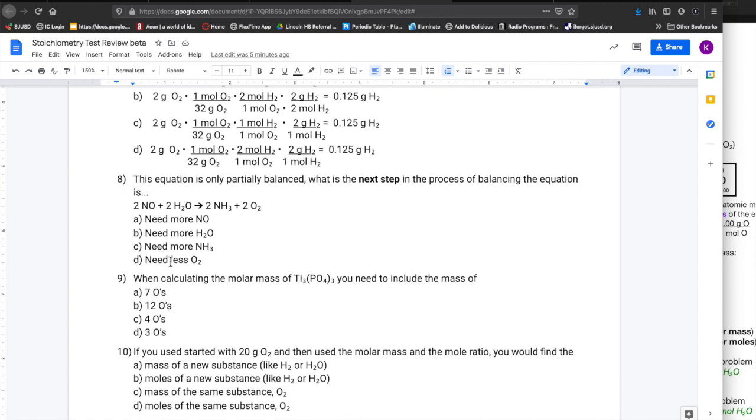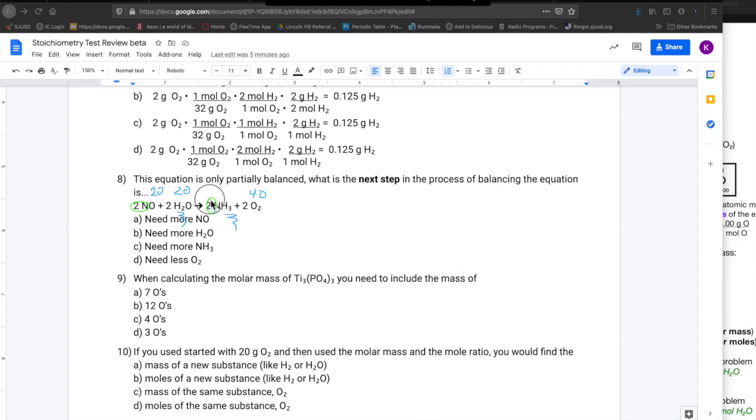This equation is partially balanced. What's the next step? So here we see we have two ends on both sides. And if I counted oxygens, let's see, sorry, I'm changing colors. I have 2 oxygens, and I have 2 more oxygens, and I have 4 oxygens on this side. So the oxygens are balanced. So the thing that's not balanced is hydrogens. I have 4 on this side. I have 6 on this side.